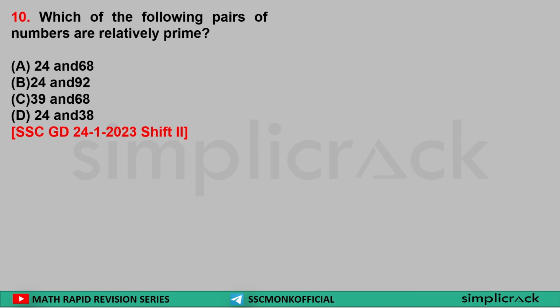Which of the following pairs of numbers are relative? Relative means what? Co-primes. Okay, now see, 24, 68. Even numbers, they will be divisible by 2. So this cannot be a relative prime pair. 24, 92, same case, not possible. 24, 68, same case, this cannot be possible. Now 39, 68, they are relative prime numbers. Done? Sorted? Yes or no?